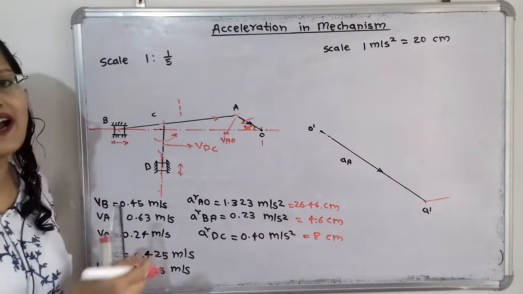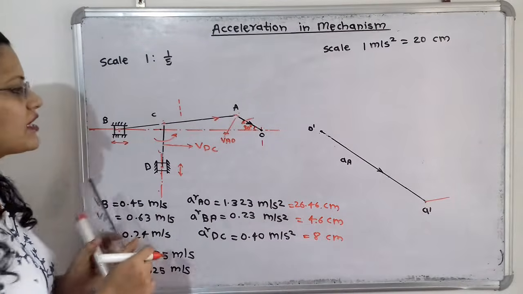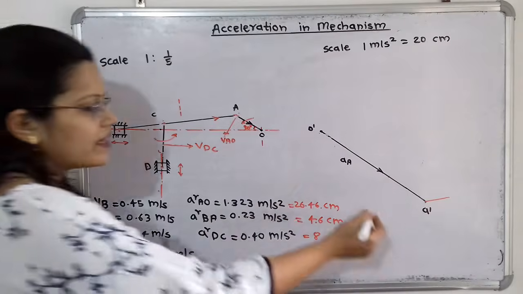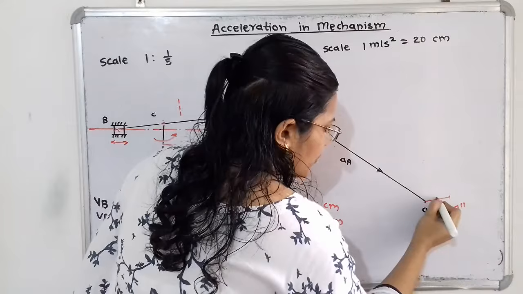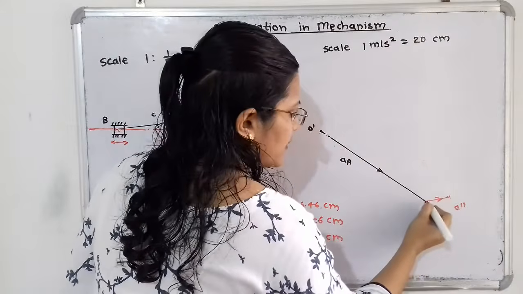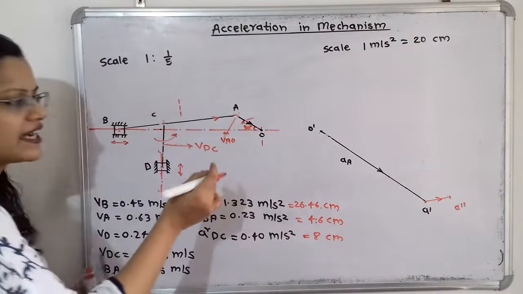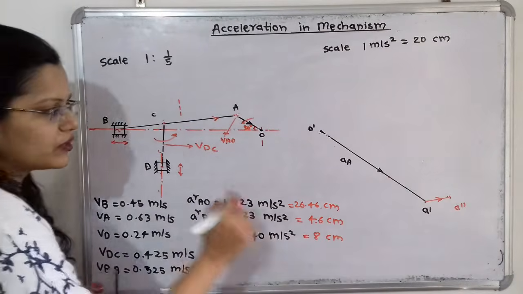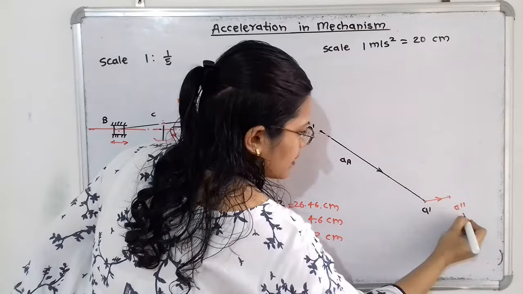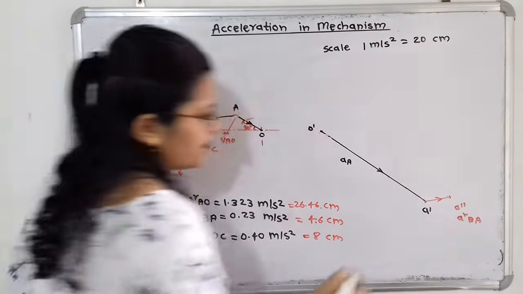So from that we have to draw the tangential component also. So here I will say A dash to A double dash, and we have to show arrow also, and this vector A dash to A double dash indicates the radial component. So radial component of B to A. So I will say A raised to R, B to A.